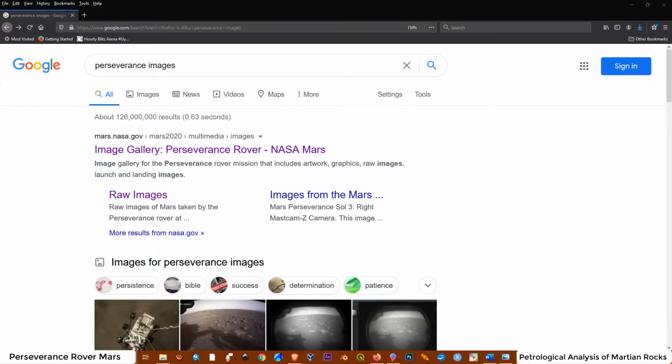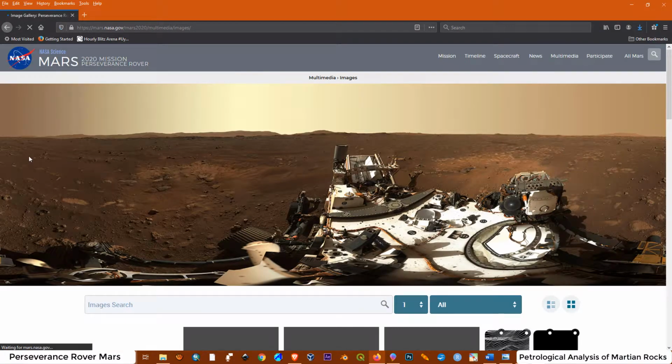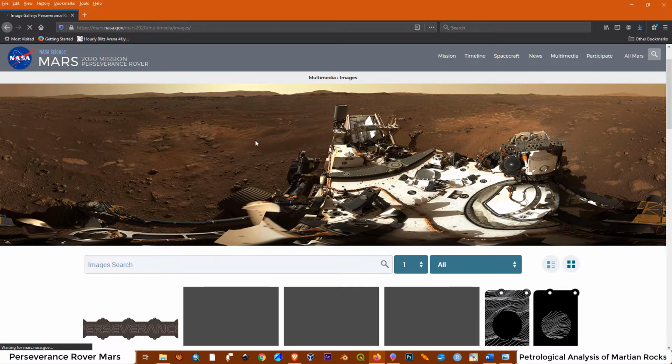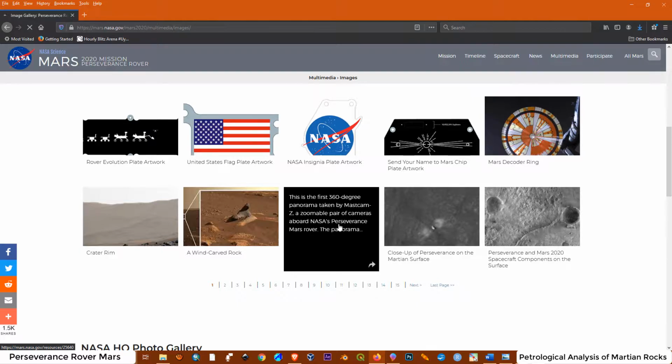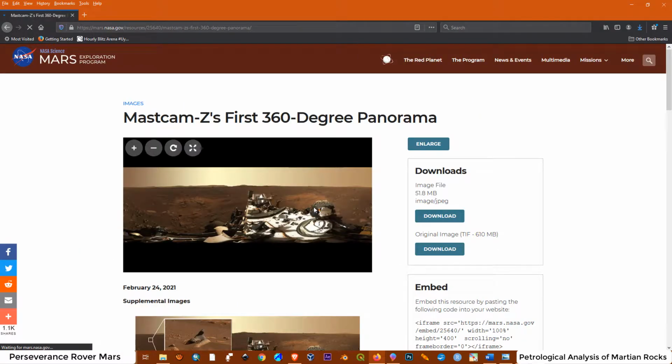Today, we are going to perform a visual analysis of a specific type of rock observed in one of the first images delivered by the Perseverance Rover from NASA. We are going to use the official NASA link for the Perseverance images. It is about this image. This image can be downloaded in one of the links. It is this link. Here we have two different versions to be downloaded. This one, which weighs 51.8 megabytes, and this one, which is the original and weighs 610 megabytes. I have already downloaded it, and it is this one.